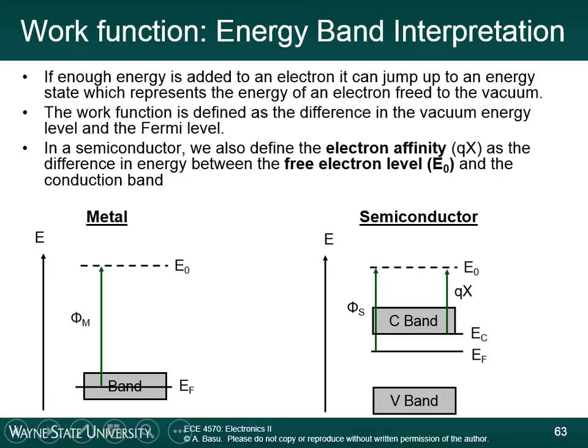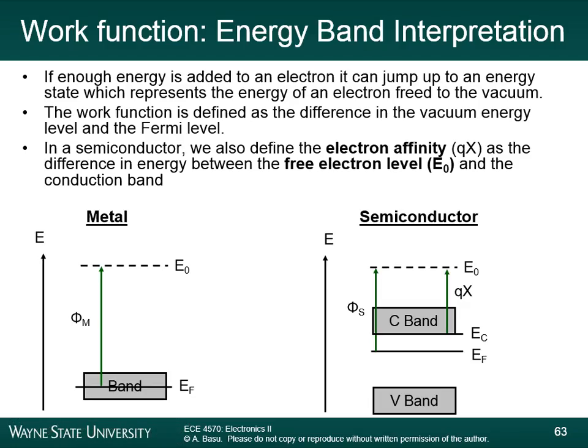Because, in order to make something conductive, let's remember what we need. We need to have carriers, and we have to have empty states. This band is half full here, so we have lots of carriers, and we also have a lot of empty states, because above the Fermi level, this band is empty. So the metal is always conductive.